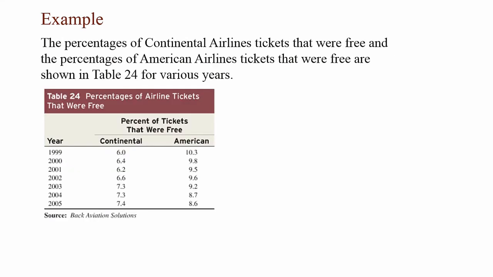In this example, the percentages of Continental Airline tickets that were free and the percentage of American Airline tickets that were free are shown in Table 24 for various years. For the year 1999, Continental had 6% free tickets, American had 10.3% free tickets. 2000, 6.4% for Continental, 9.8% for American. 2001, 6.2% Continental, 9.5% American.